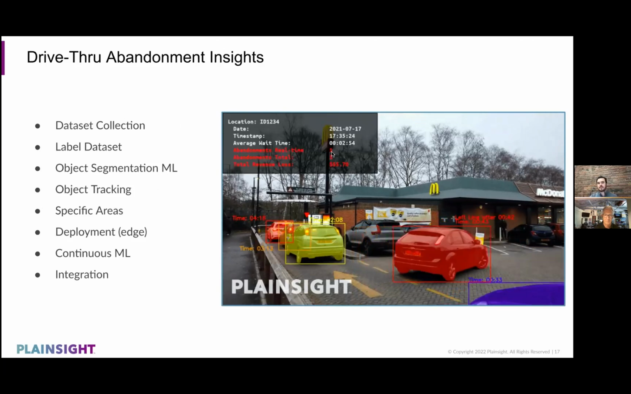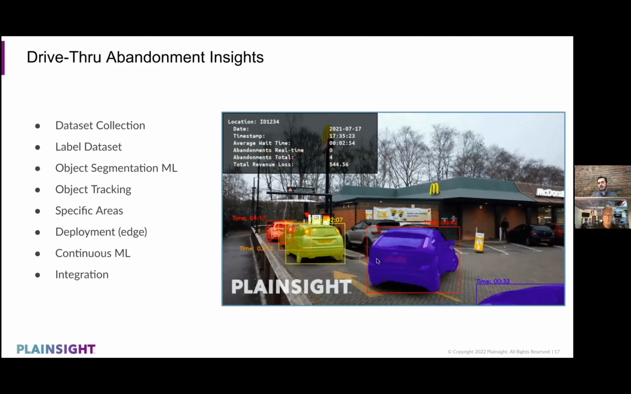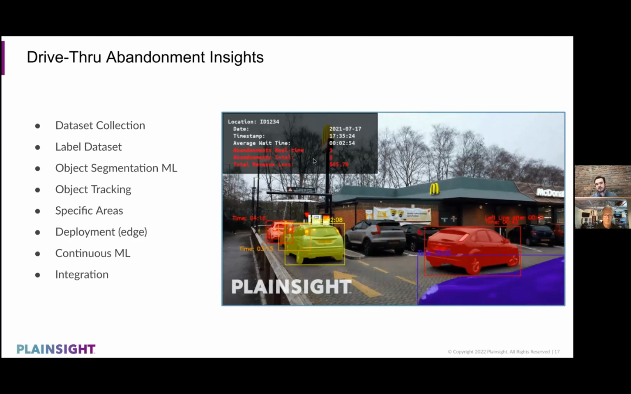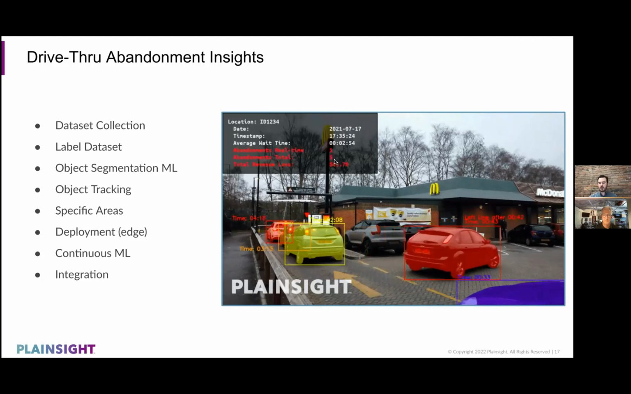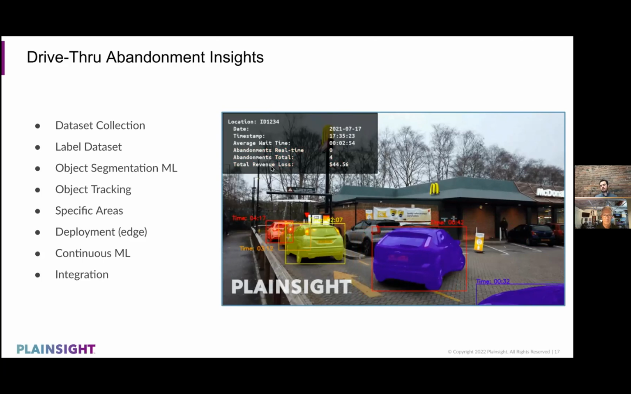Here you can see an abandonment happening in real time. A car was in that area, we were tracking it, and it's now leaving that detection zone. So we're like, all right, it's getting out of line here. We know it's an abandonment. And then we can calculate the total abandonments for the day or hours, whatever you want to track there, and then tie that back into your business logic of how much average revenue that would be from a car leaving.